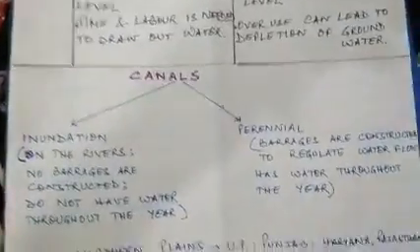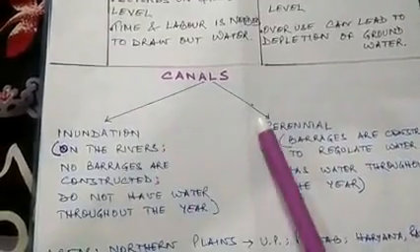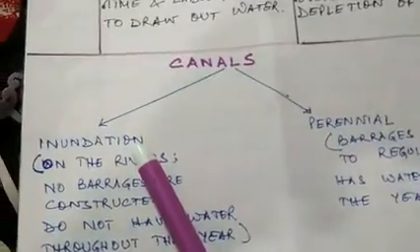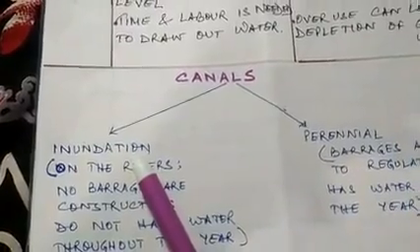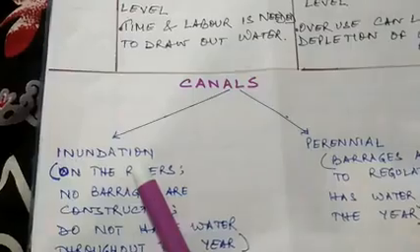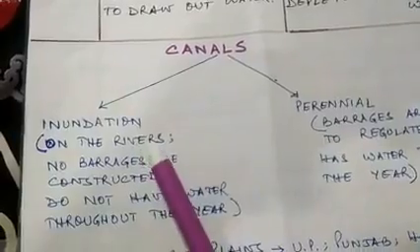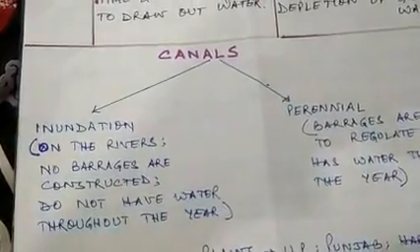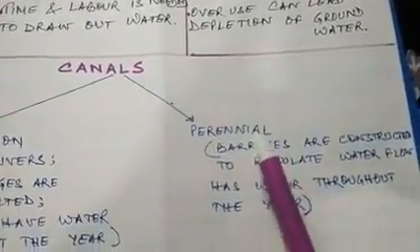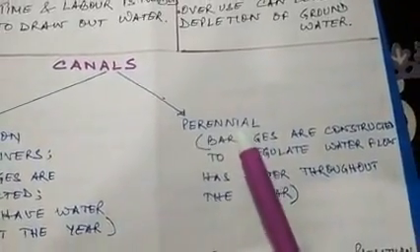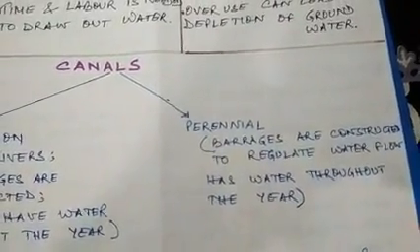We next come to canals. Canals, as you can see over here, are of two types, 1 and 2. Inundation, I-N-U-N, inundation canals means when there is rain, then the canals will have water in them. They are constructed on the rivers, that is, the canals are taken out directly from the rivers, no barrages are created. Whereas perennial canals, as the name suggests, will have water throughout the year. Why? Because they have barrages constructed on these rivers, and the rivers have to be perennial.